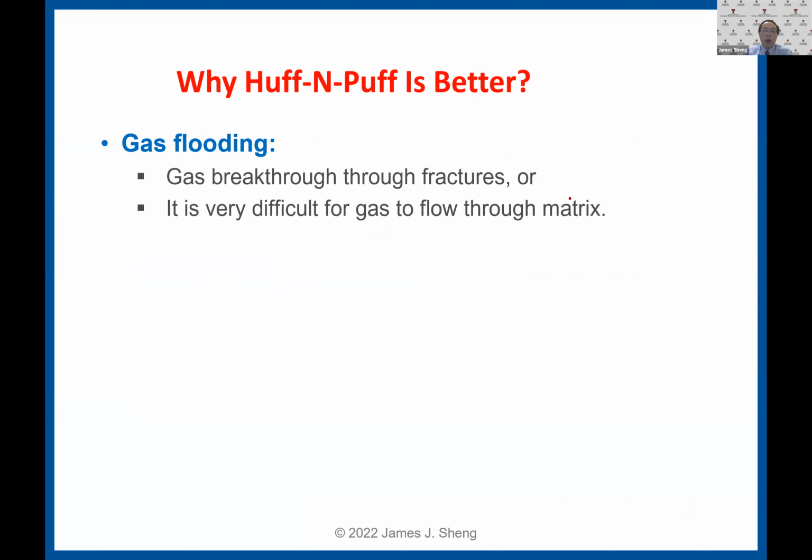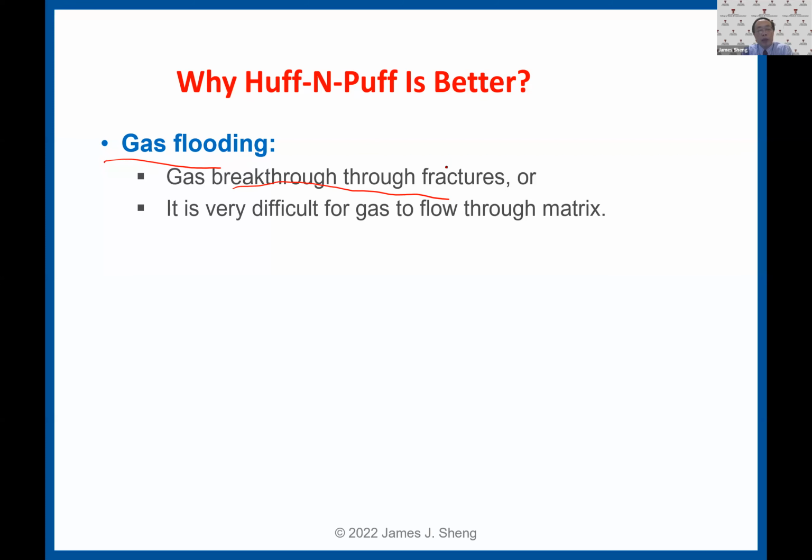So then the question: why is huff-n-puff much better than gas flooding? By the way, we also did an experiment to prove huff-n-puff is much better than gas flooding in terms of oil recovery. So now let's look at gas flooding. The main problem with gas flooding is the gas breakthrough issue.